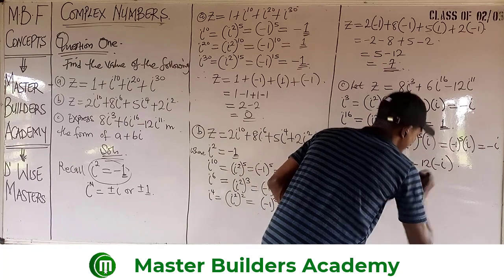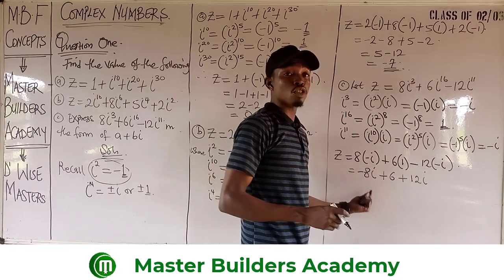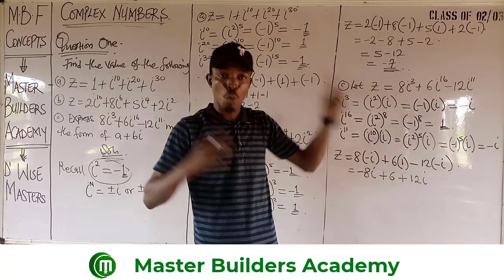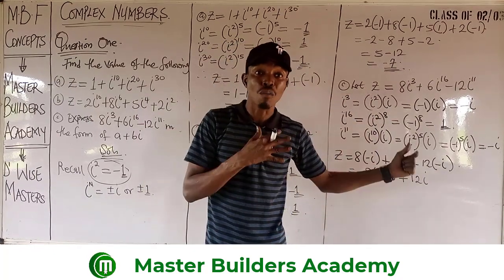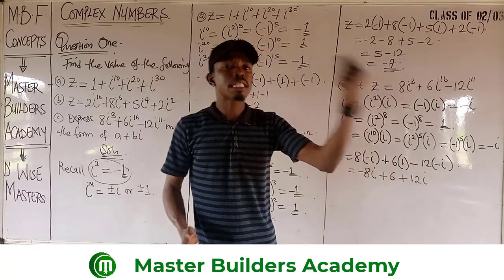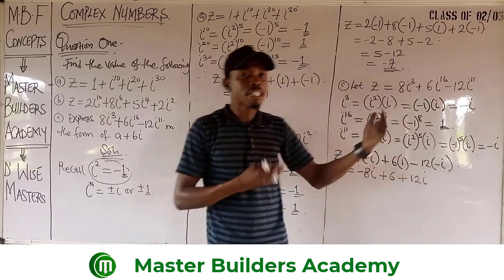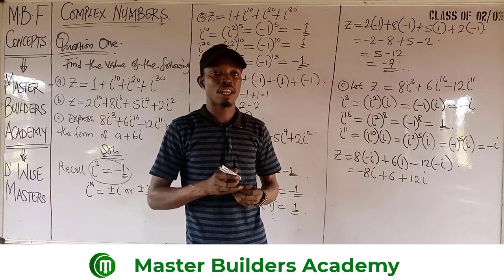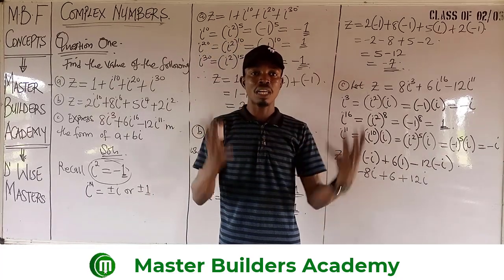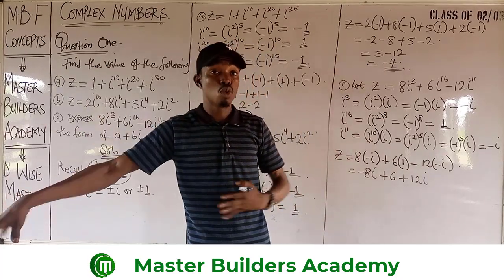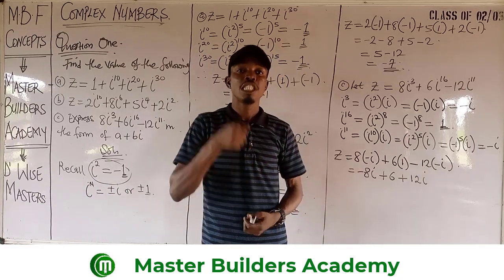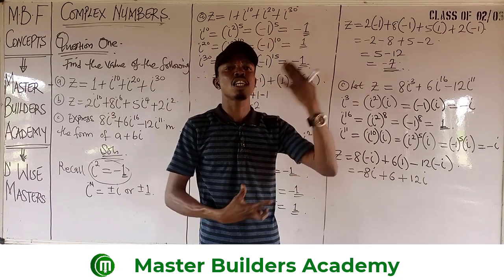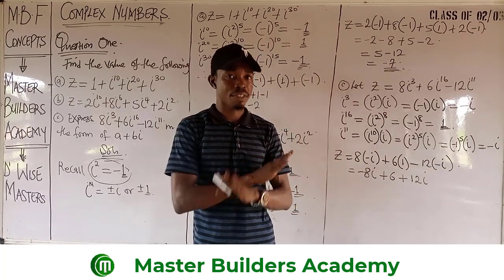Then we have 12I. Now, in complex numbers, there is possibility of adding real to real, and there is possibility of adding imaginary to imaginary. Similarly, you can subtract real from real and then subtract imaginary from imaginary component. These are some of the things we are going to be looking at in the next module, which you can get access to if you check the description of this video, which is the basic operations in complex number.